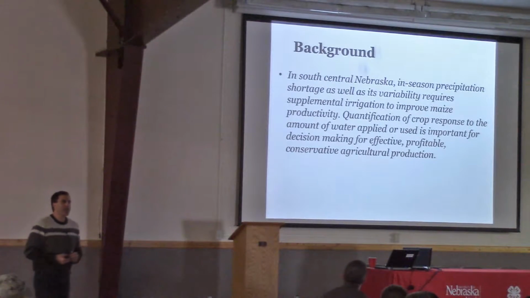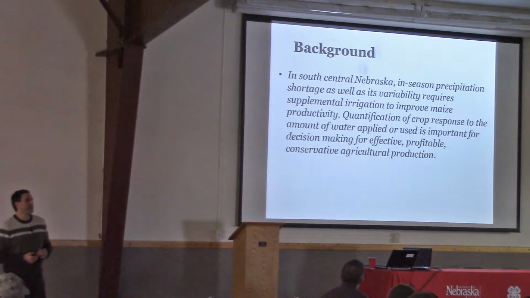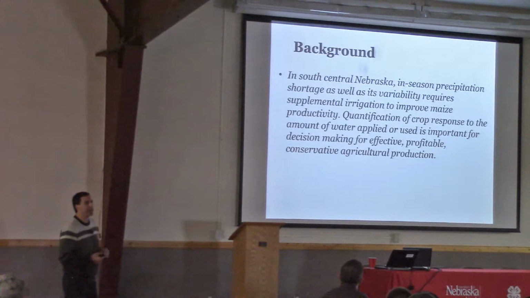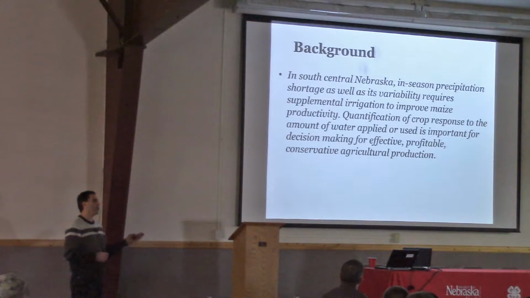So today I'm going to talk about interannual variability in crop water productivity. Interannual variability is how much variation you have from one year to another in terms of how much yield we produce per inch of water applied and per inch of water used, or evapotranspiration.